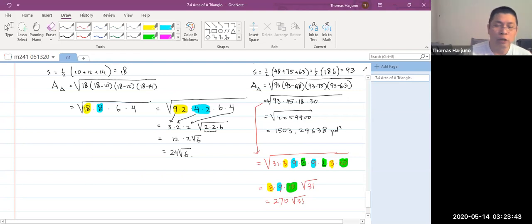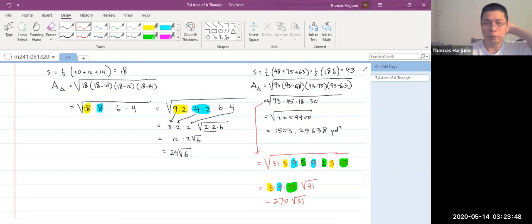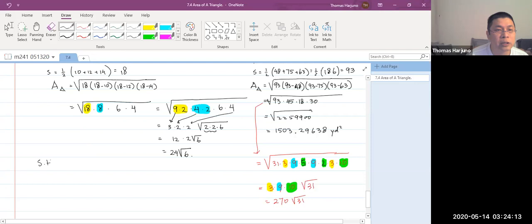Okay, but in your test, just use a calculator if the number is big or with a decimal. If the number is small, of course, try to get the exact value. You will know that I want the exact value if I say find the exact area. If I say find the exact area, then it means you need to do some more algebra. Okay, let me end this section with suggested homework. Your suggested homework for this section is number 1 to number 21.